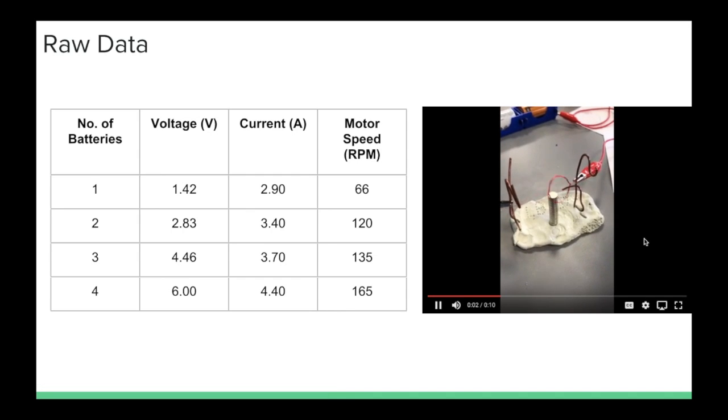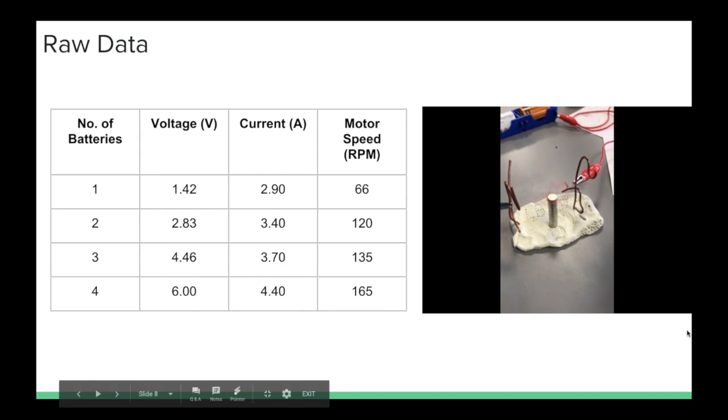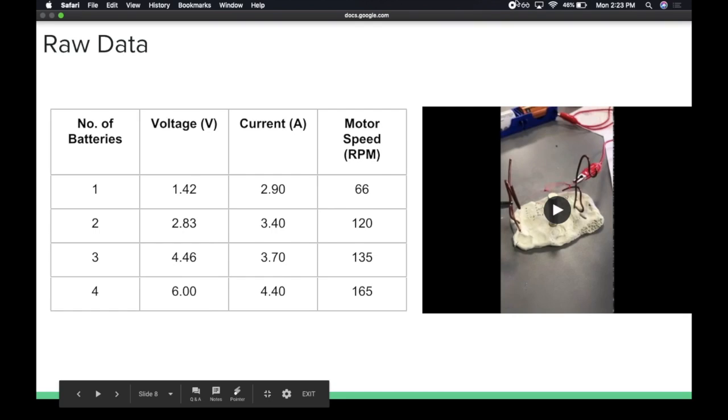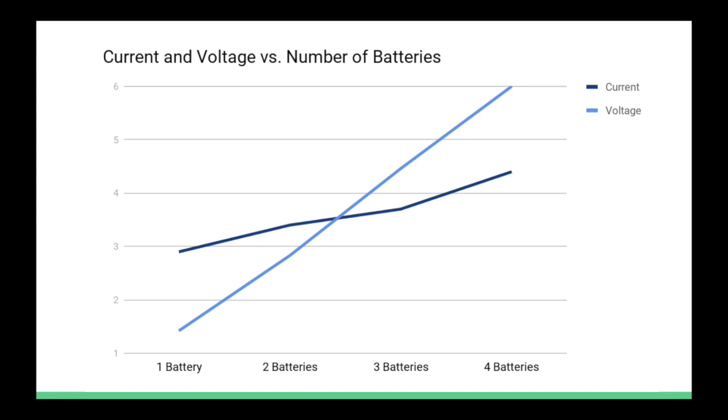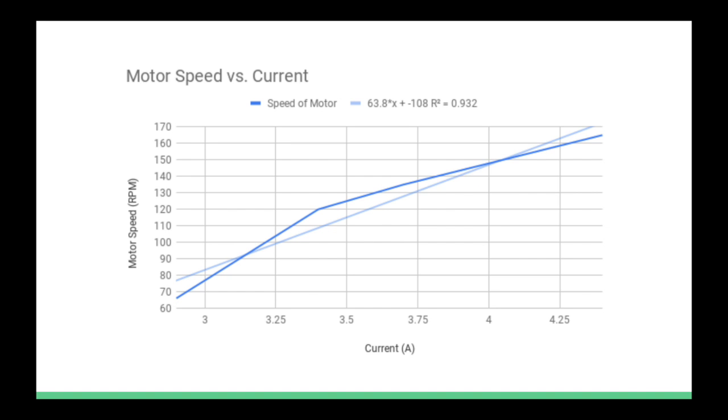Voltage was measured at the battery during each trial as we continued adding batteries in each trial. The current was also measured at the wire during each trial. Lastly, our speed was calculated through the trials using iMovie. Here is the graph for current and voltage where we can see a direct positive linear relationship. Here we have our motor speed plotted against our current. We can see a strong positive linear correlation between the two variables.